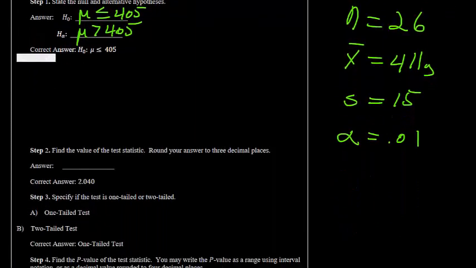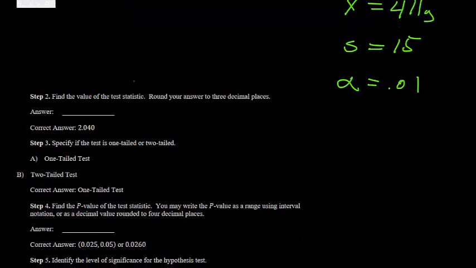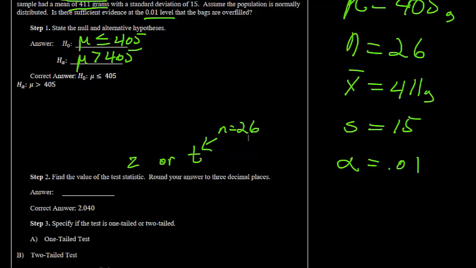Find the value of the test statistic. Well, what is our test statistic? How do I know if I'm using a Z or a T? If my sample size is small, in this case n is equal to 26, it's close to 30, but it's not 30. I'm going to play it on the safe side, and I'm going to go with T. 30 is our decider.